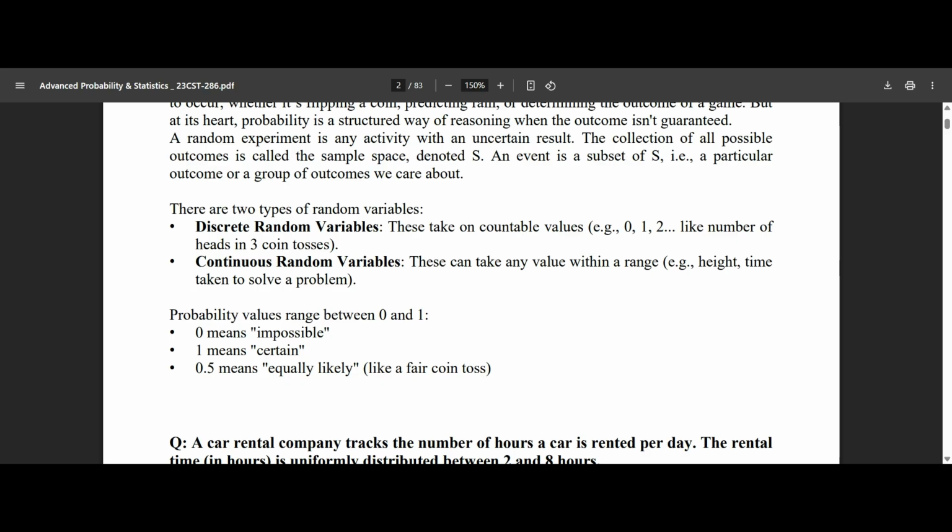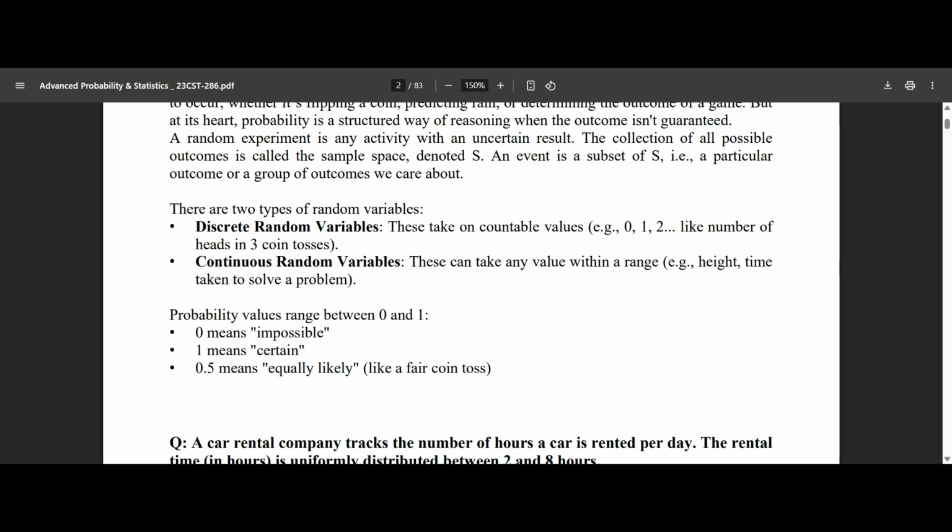And what are continuous random variables? They can take any value within a range. Example: 0 to 10 centimeter, 10 to 20 centimeter, 20 to 30 centimeter. In school life we have drawn graphs many times in which such ranges of values were given. So those were continuous random variables.